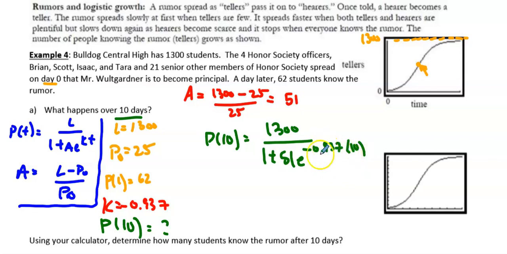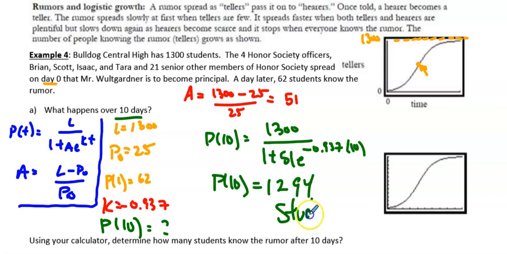When you do the math for all of this, when you actually use your calculator, because this is a calculator question, you're going to get that P of 10 is equal to 1,294. I want you guys to think about that for a second. That's actually kind of crazy. This represents students. So this question's saying that on the 10th day, every student in this school, based on this formula, is going to know about this secret, if it is even a secret, except for 6 students. I don't know what's going on with those 6 students, but that's the idea of what's happening. It's actually very interesting for that particular problem.